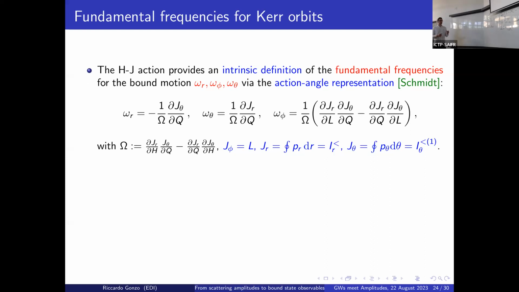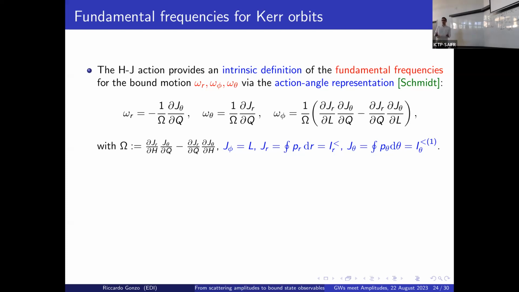Okay, so something interesting. I was saying about this fact that we have two angles instead of one. When you go to the bound case, you compute observables. What is an observable, right? Observables are fundamental frequencies of the motion. These are defined with action angle variables, and you cannot get around that.